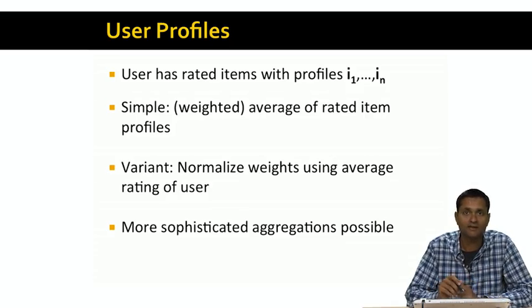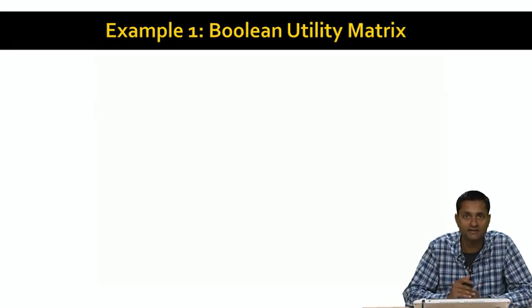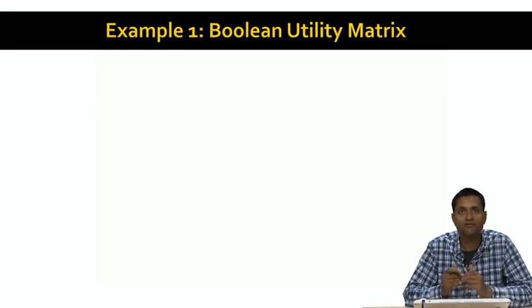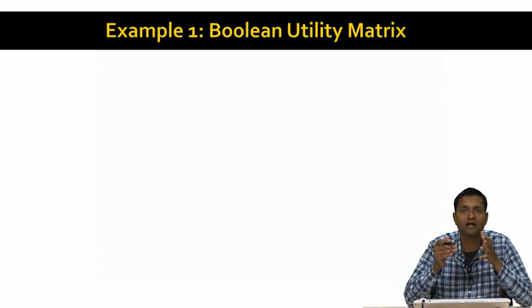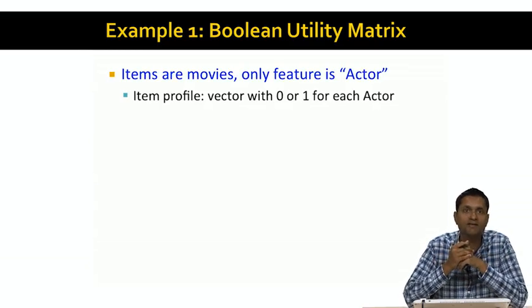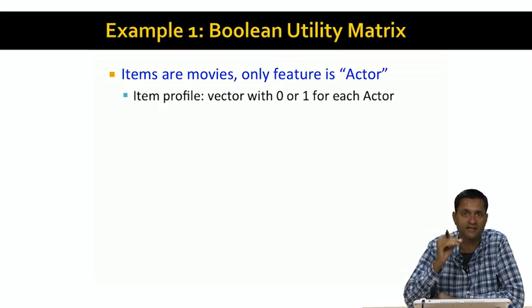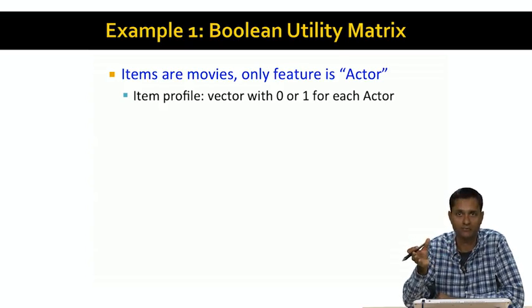Let's look at an example that will clarify weighted average item profiles and how to normalize weights. Let's start with an example of a Boolean utility matrix. What's a Boolean utility matrix? All we have is information of whether a user purchased an item or not, for example. So each entry is either a 0 or a 1. Let's say the items are movies and the only feature is actor. The item profile in this case is a vector with 0 or 1 for each actor: 0 if that actor did not appear in that movie, and 1 if that actor appeared in that movie.